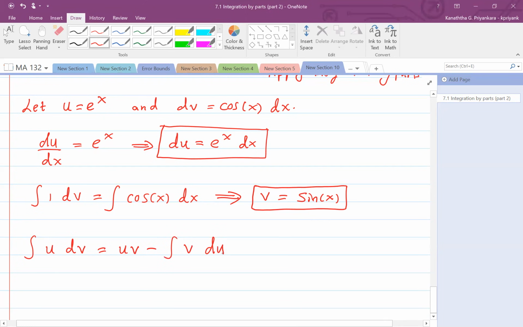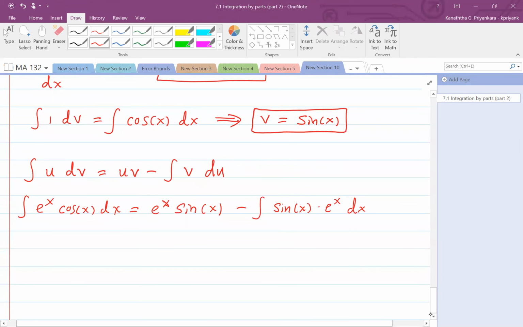Now I'm going to substitute this. So integral, in this case, u is e to the power x, and dv, which is cosine x dx, equals u times v. So u is e to the power x times v, which is sine x, minus integral v. So we have sine x times du, which is e to the power x dx.